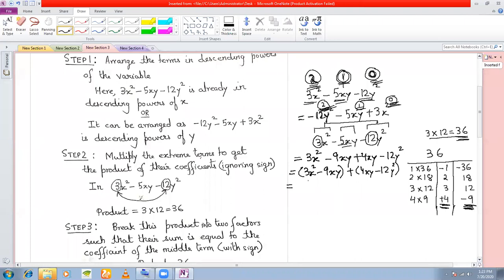First and the second if you group, and now if you take the HCF of 3x square and 9xy, HCF is 3x. You're left with x minus 9xy divided by 3x is what? 3y, isn't it? And the HCF of these two is 4x, rather 4y, not 4x.